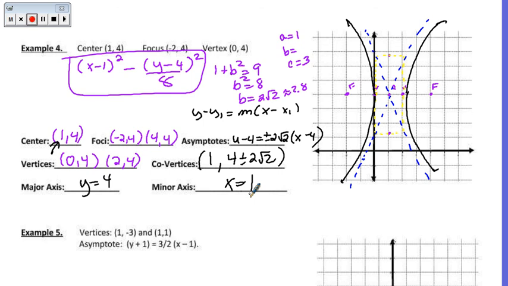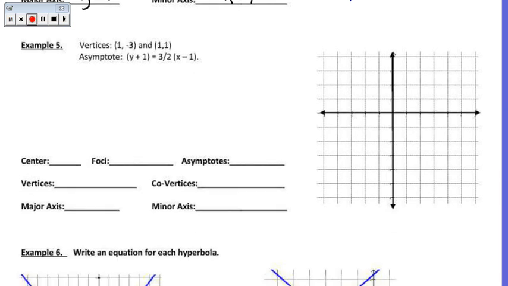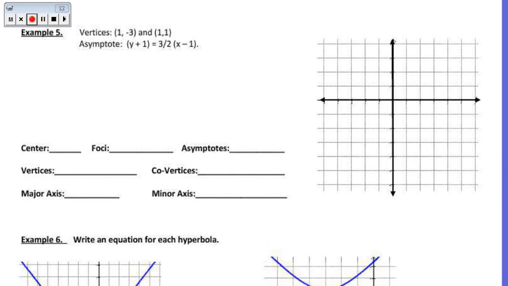Okay, let's move on to example 5. Okay, this time they're telling us that we have vertices at 1, negative 3. 1, 2, 3, there's a vertex. And we also have one at 1, 1. So there's another vertex. We can get our center point. That will be the point just completely in the middle there. So there is our center. So our center is at 1, negative 1.